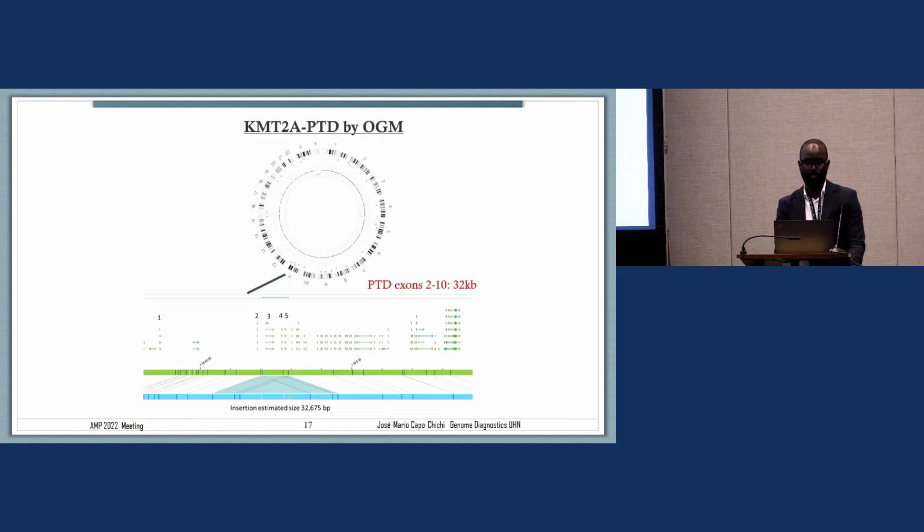And those are the results obtained for the same patient using optical genome mapping. So here what you can see is that you have a duplication of the markers in this region of KMT2A as compared to the reference genome. And this duplication actually occurs in the canonical region of KMT2A, so exon 2 to 10. And so those findings are also compatible with a PTD of exon 2 to 10. And of interest, OGM didn't detect any trisomy in this individual either.